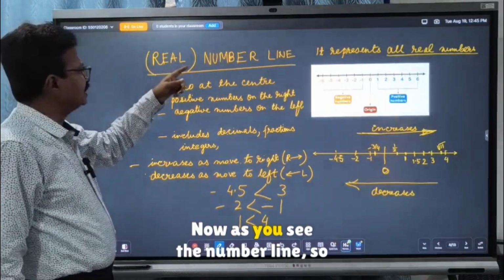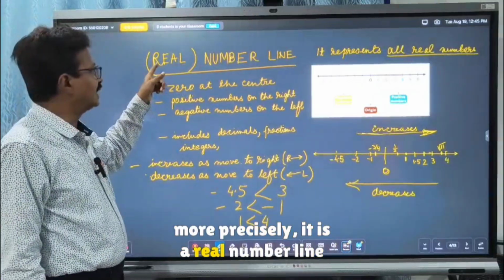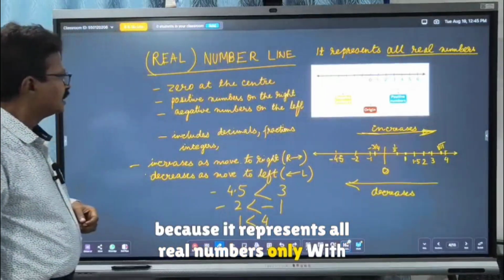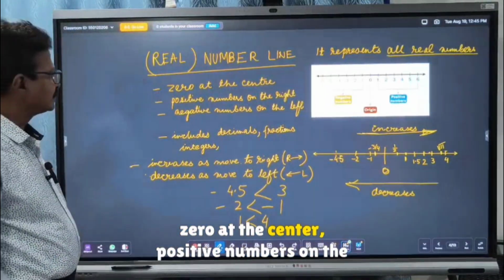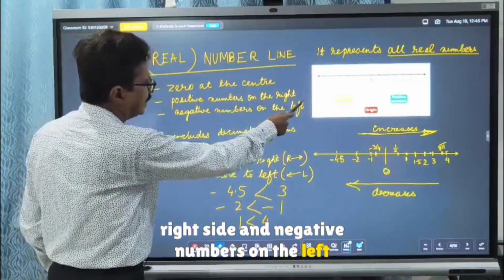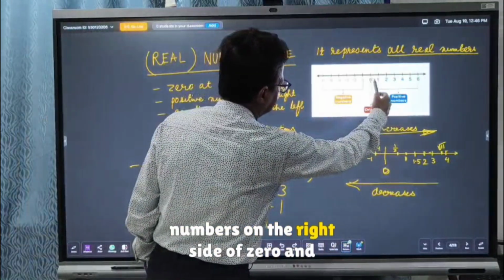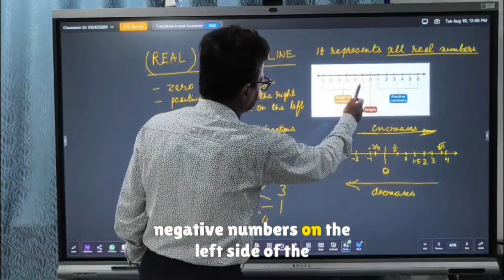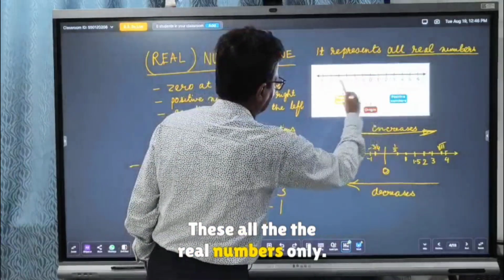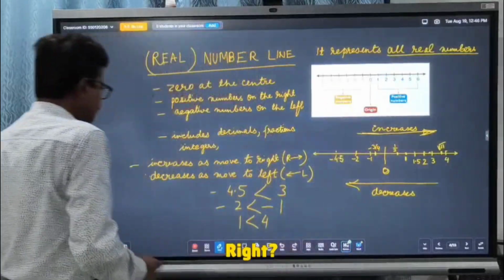Now, as you see the number line, more precisely, it is a real number line because it represents all real numbers only with 0 at the center, positive numbers on the right side and negative numbers on the left side. So 0 at the center and the positive numbers on the right side of the 0 and negative numbers on the left side of the 0. These are all the real numbers only. This can be rational, this can be irrational also, right?